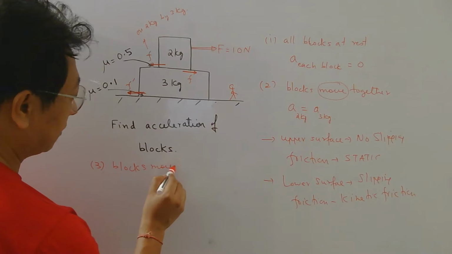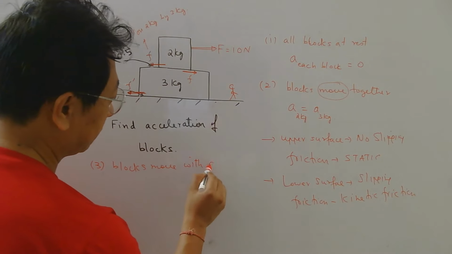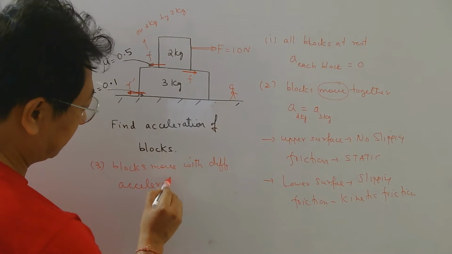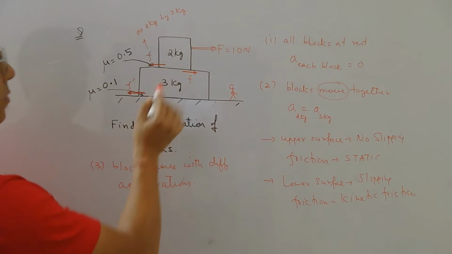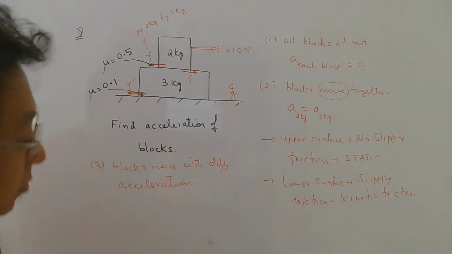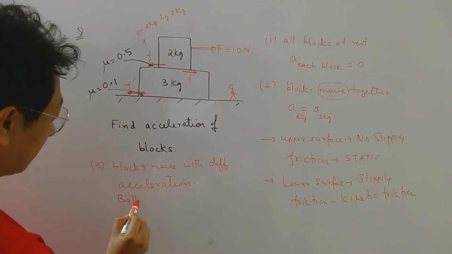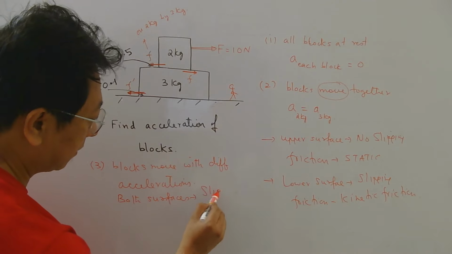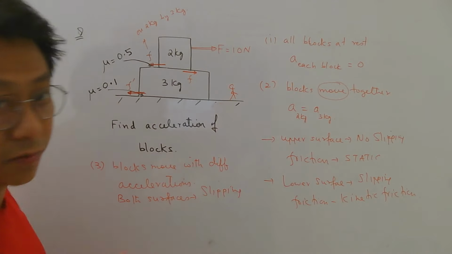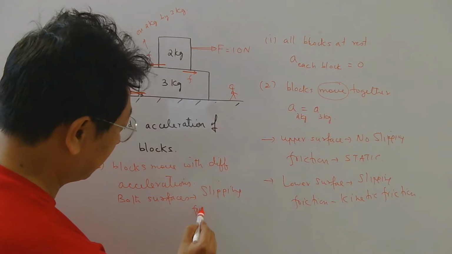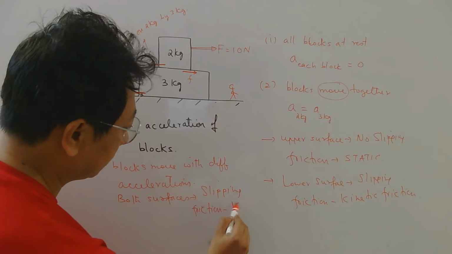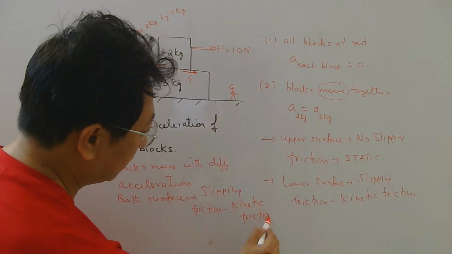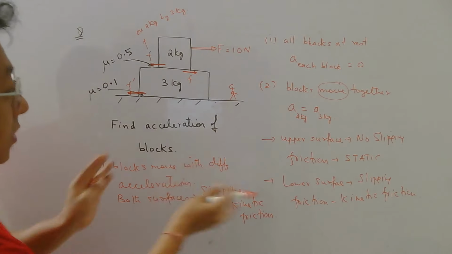This means there is slipping here also, here also. So on both surfaces there will be slipping, and therefore on both the surfaces there will be kinetic friction. Isn't it? So how will we know which case is happening?